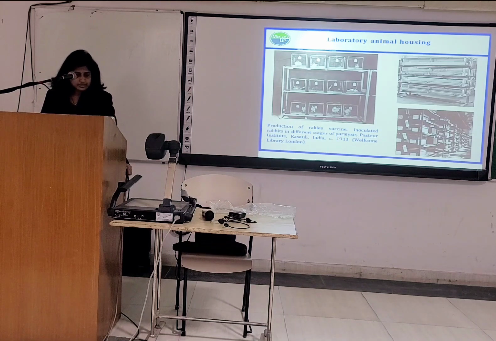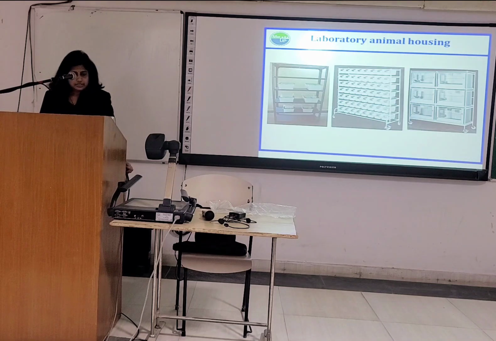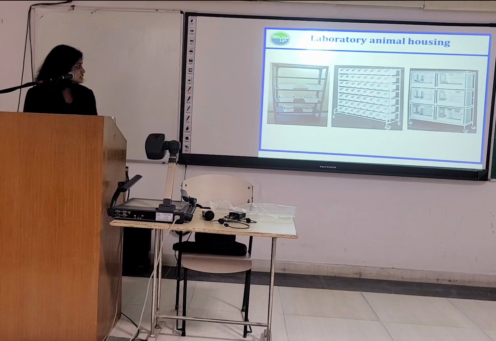Then this is the photo showing production of rabies vaccine, inoculated rabbits in different stages of paralysis. This photo is from Pasteur Institute, Kasauli, India. These are the cages for accommodating guinea pigs, rats and mice, and these are rabbit cages.